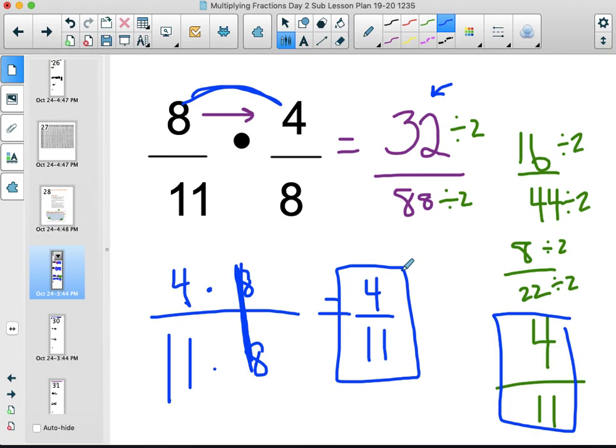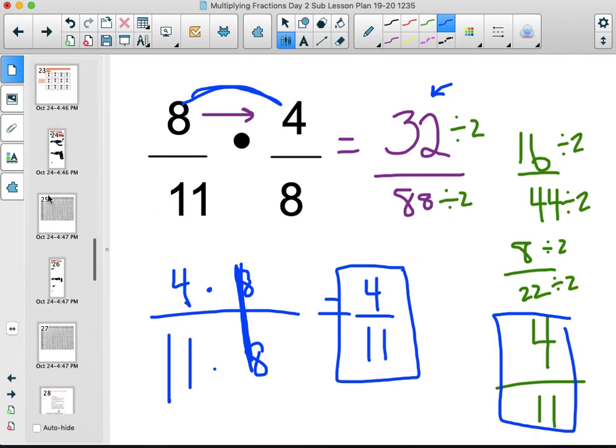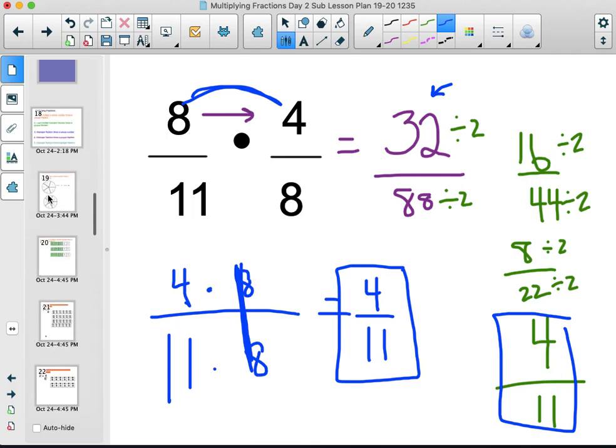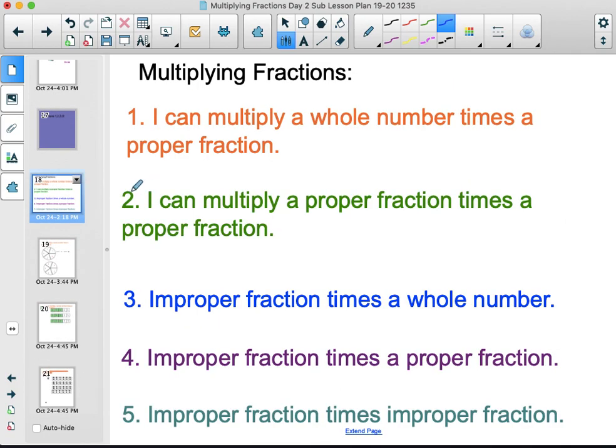All right, I'm going to pause the video. But first, let's go back to our goal and how confident you feel of goal 2. I can multiply a proper fraction times a proper fraction. If you feel comfortable with that, you can star that off. We'll then start on goal 3 when we return.